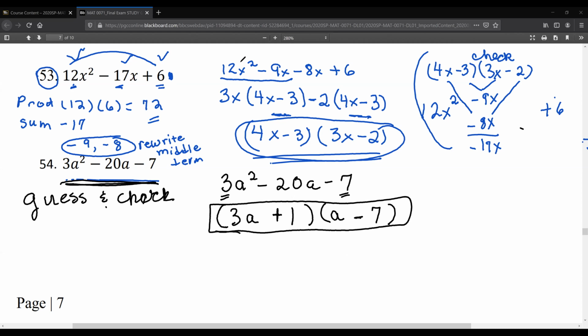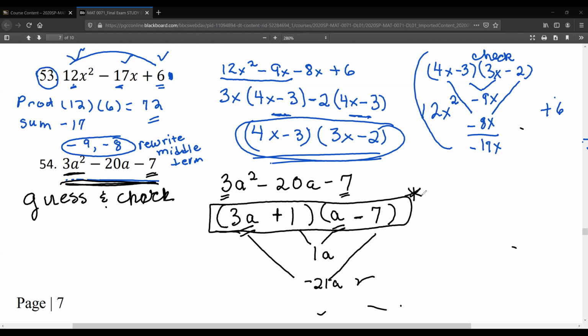Now we're just gonna go back and check it. Our first two terms, 3A times A is 3A squared. Boom, got that term. +1 times -7 is -7. Boom, that term is correct. The middle term is the one students have to be very cautious with. Again, we're taking the first two terms. This is 1A. The second two terms, we're multiplying those. This is -21A. And you add those together and you get -20A, and that checks as well. So now you know that that's your final solution.